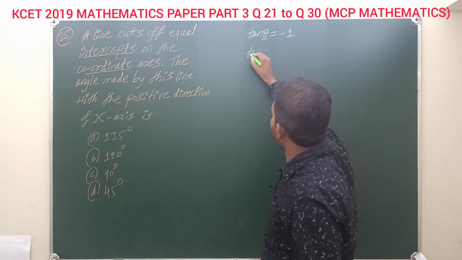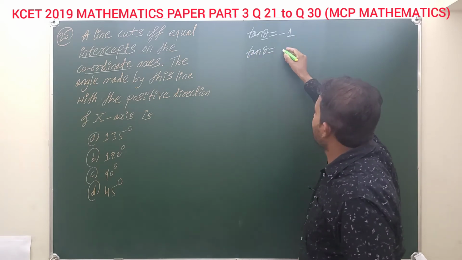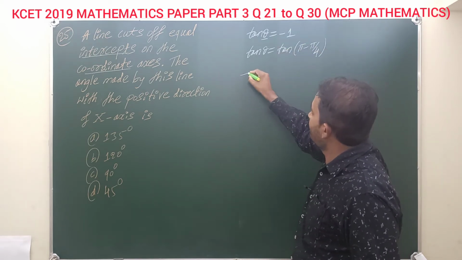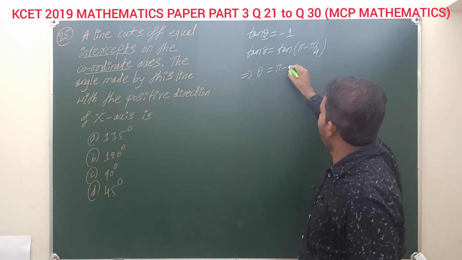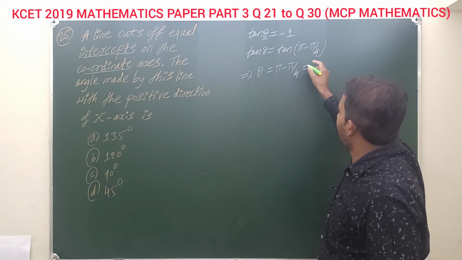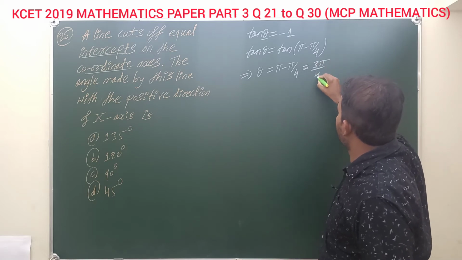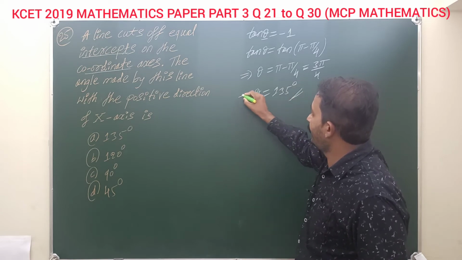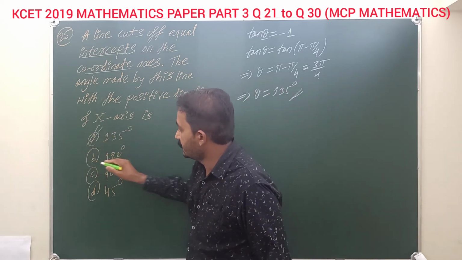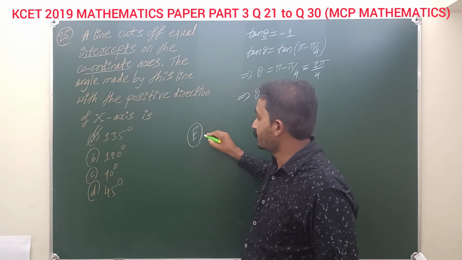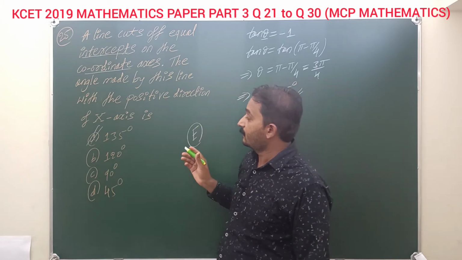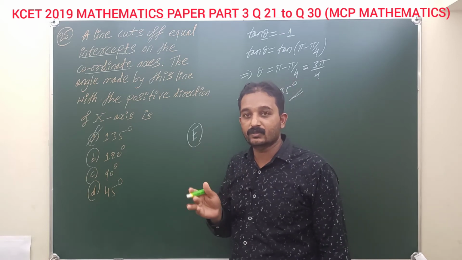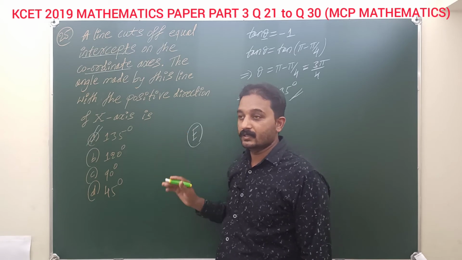Using the trigonometry formula, -1 can be written as tan of (pi minus pi by 4). So theta is equal to pi minus pi by 4, which is 3 pi by 4, nothing but 135 degrees. This is the required answer. Option A is correct. Easy question. Most of the students solve this question easily, but some students make it difficult because they solve by the usual method. Take down.